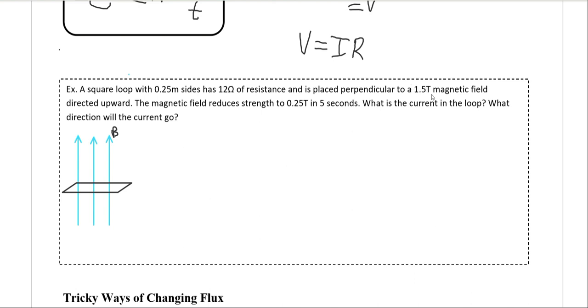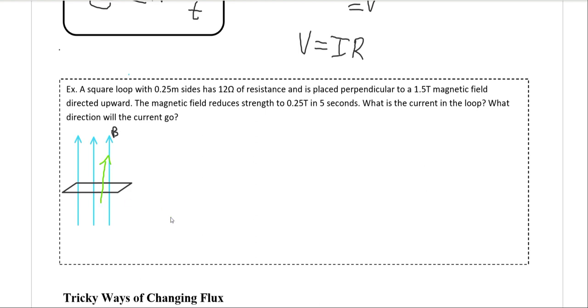I'd first, step one, check my Lenz's law. Lenz's law is saying that this field is reducing in strength. Step two, I ask myself, if the field is reducing in strength, then I'm going to have to produce a field to oppose that change. In other words, I'm going to induce a field upward to oppose that. And what sort of current will it have to be to make a field upward?